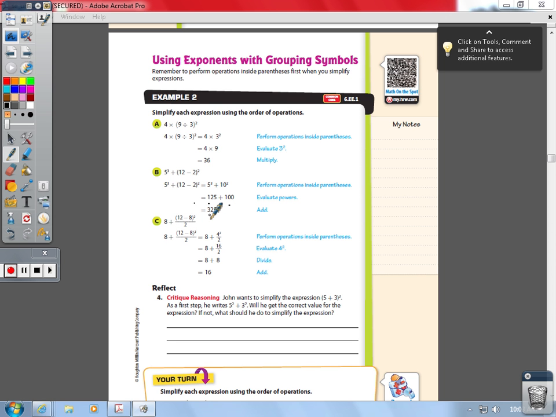Then the last example, you can see we've got this fraction or division bar in the middle of it. That won't mess things up too much. First things first, start in parentheses. 12 minus 8 is 4. So we have 8 plus 4 squared over 2. The next step, we have to do the powers. 4 squared is 16. So now we have 8 plus 16 over 2. 16 over 2 is a division question. 16 divided by 2 is 8. So we end up with 8 plus 8, or 16.